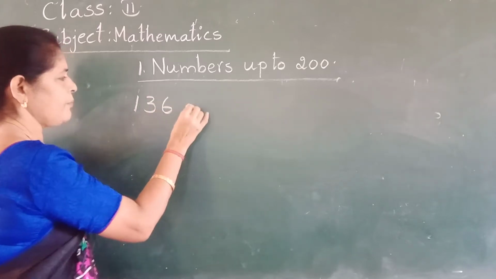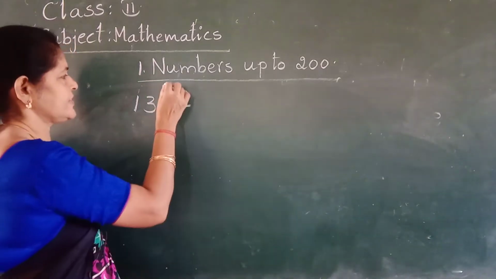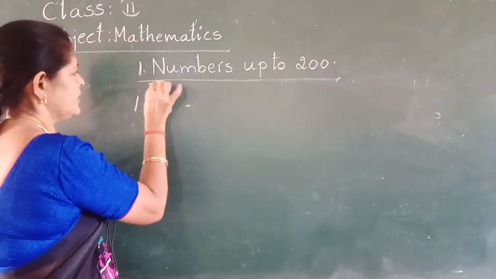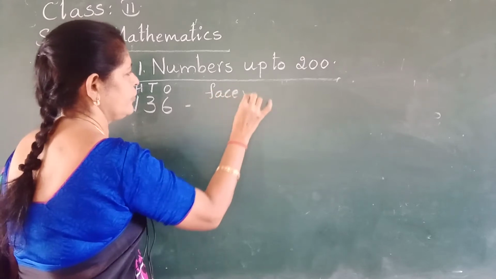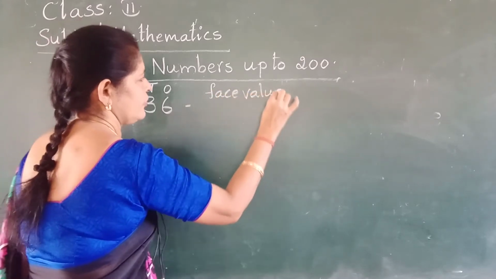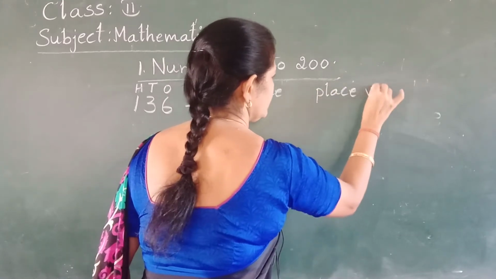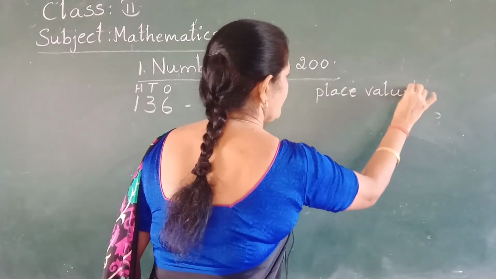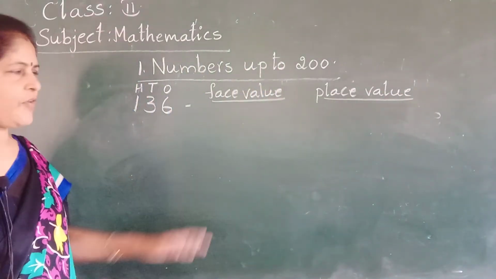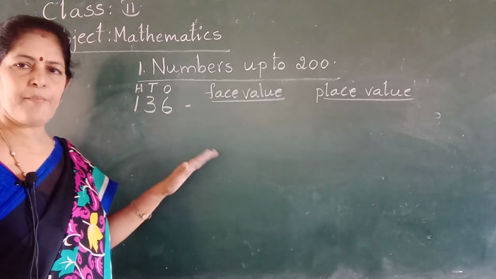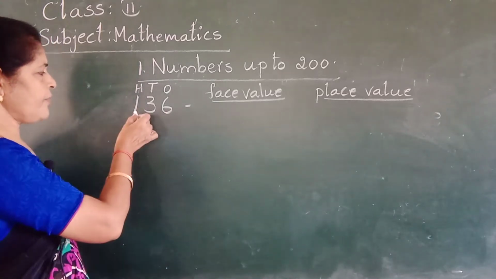What is the given number? 136. Ones, tens, hundreds. First write face value, next we are going to write place value. Face value means we write the same number, it does not change. We write the number itself only, starting from hundreds.